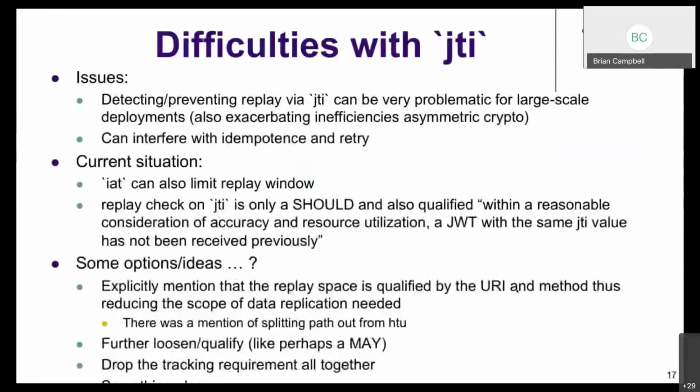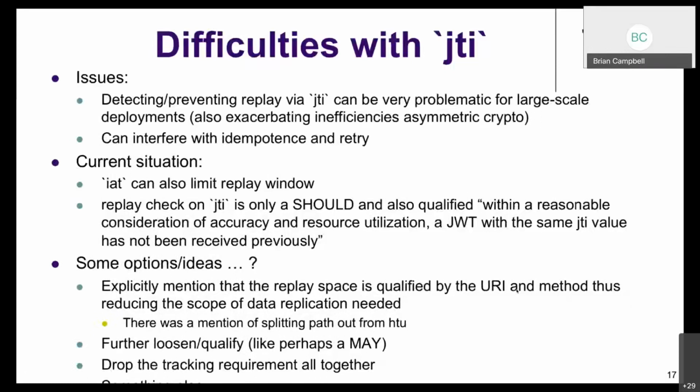Another issue that has been raised is the difficulties around JTI. The point being that detecting and preventing replay with JTI can be very problematic for large-scale deployments. And this can also exacerbate problems with inefficiency around asymmetric crypto as you scale out horizontally. If you're tracking JTI for replay, you lose some of the value of that scale out because you still have to coordinate amongst those horizontal nodes. There's also potentially some unexpected issues with idempotence and retry attempts if you're catching the JTI sometimes but not other times.